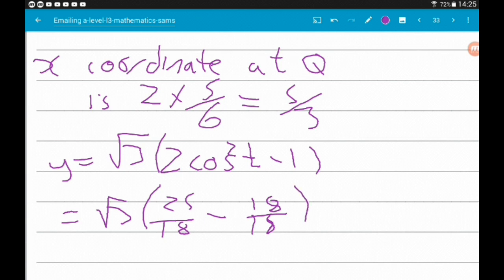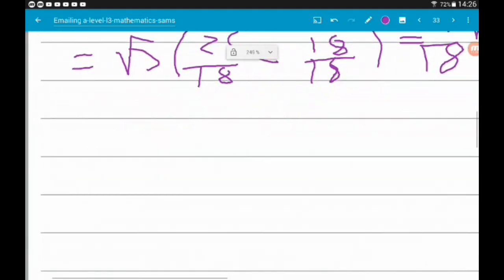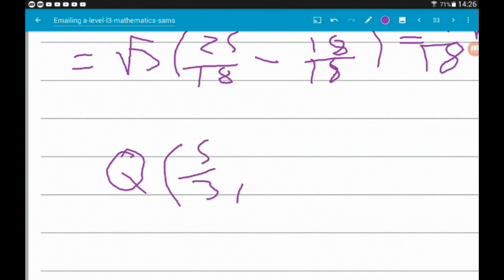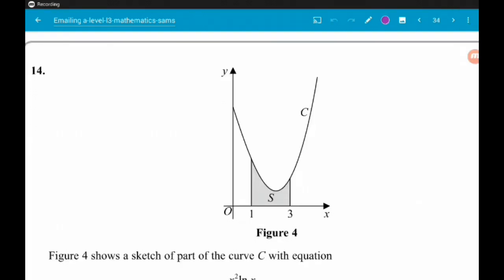So 25 eighteenths minus 18 eighteenths is 7 eighteenths. So the y coordinate is 7 eighteenths root 3. So finally, the coordinates of Q are 5 thirds and 7 root 3 over 18. Good times. Okay, question 14.